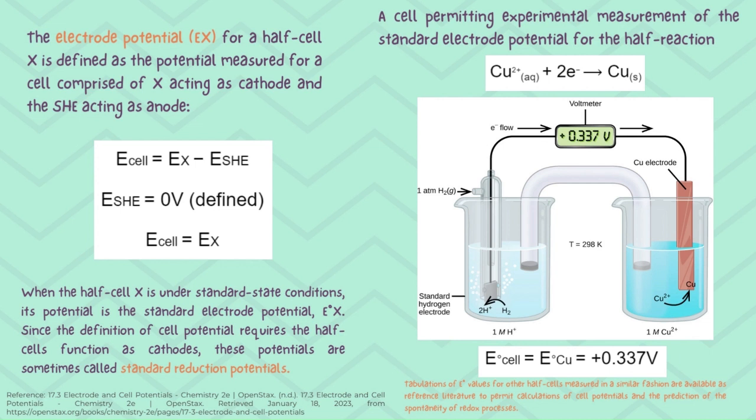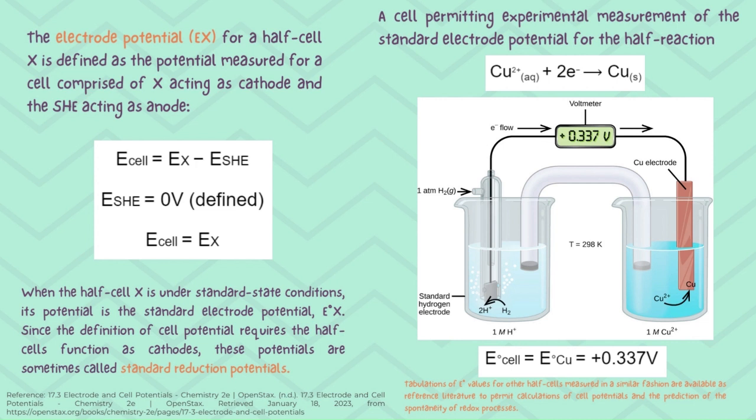Since the copper half cell is designated as the cathode in the definition of cell potential, it is connected to the red, or positive, input of the voltmeter, while the designated standard hydrogen electrode anode is connected to the black, which is the negative input. This connection ensures that the sign of the measured potential will be consistent with the sign conventions of electrochemistry. A cell potential of positive 0.337 volts is measured. So we have E naught cell equals E naught copper, which equals positive 0.337 volts.